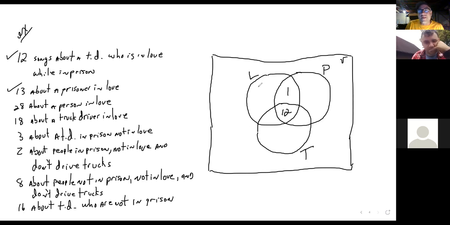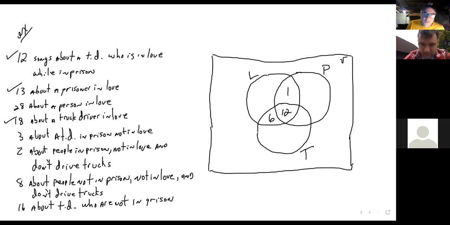So that's where I was getting at. I don't have enough yet in order to use this because L in any one set in a 3 set situation will have 4 regions. So I only know 2 of the 4. I need to know 3 of the 4 in order to use it. So I'll just move on. And I've got 18 songs about a truck driver in love. So that's L and T. That's these 2 sets, and that's right here. So if it's 18 and I have counted 12, I would need 6 more. So I've used that one.